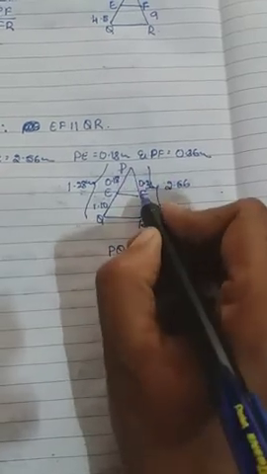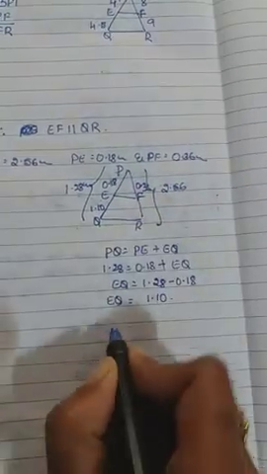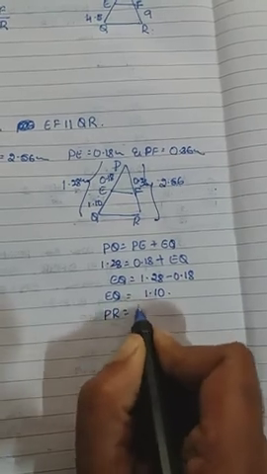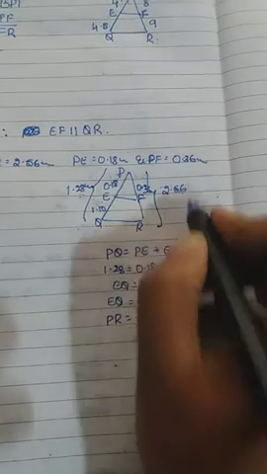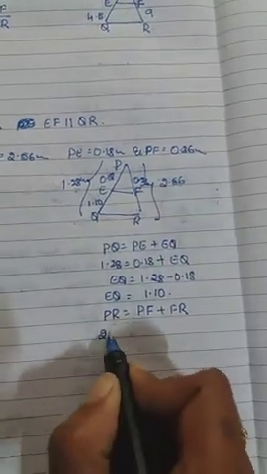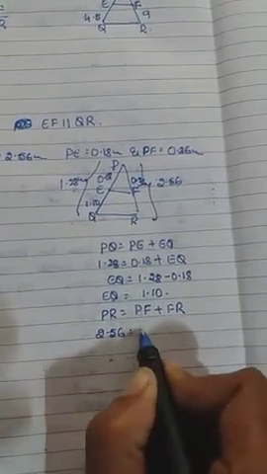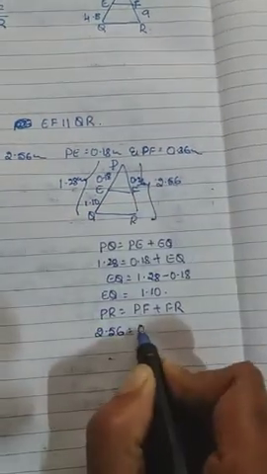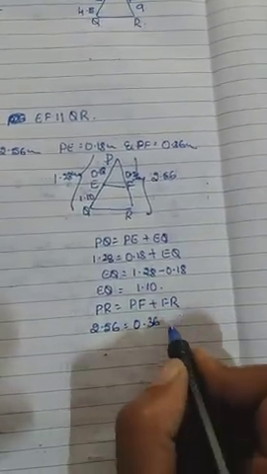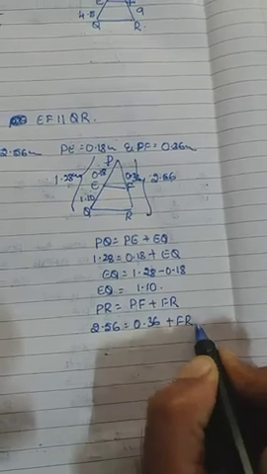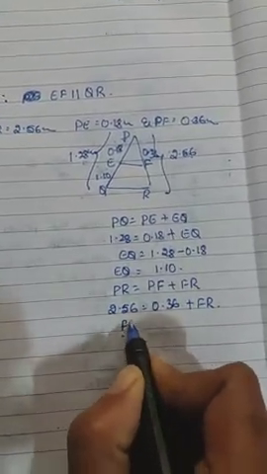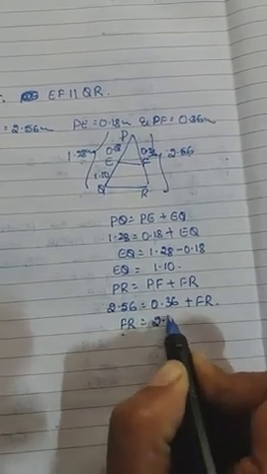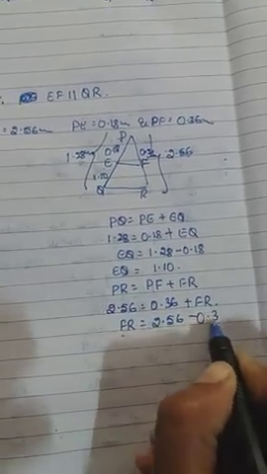In the same way, for PR: PF plus FR equals PR. PR is given as 2.56, equals PF, given as 0.36, plus FR, which we don't know, so write it as it is. Take out FR separately: FR equals 2.56 minus 0.36.